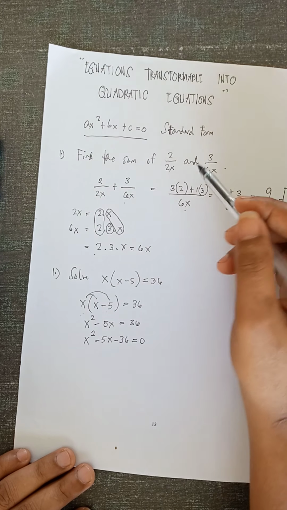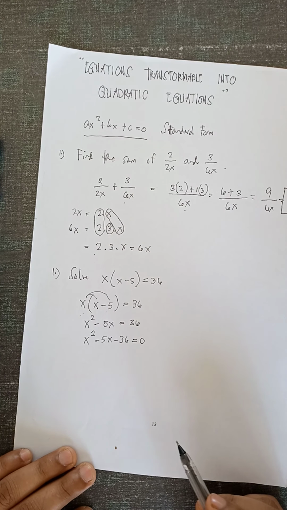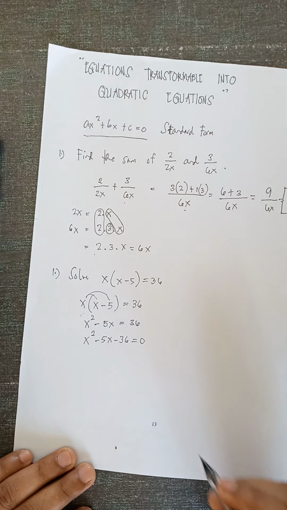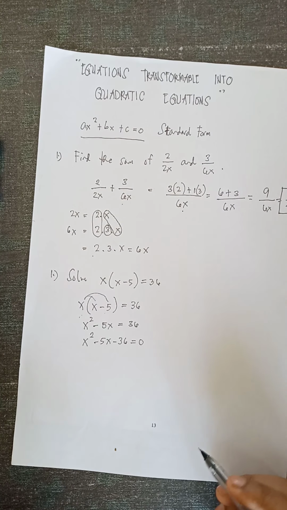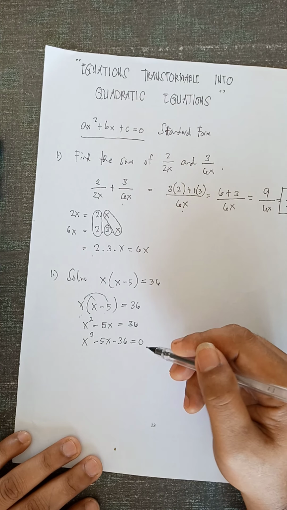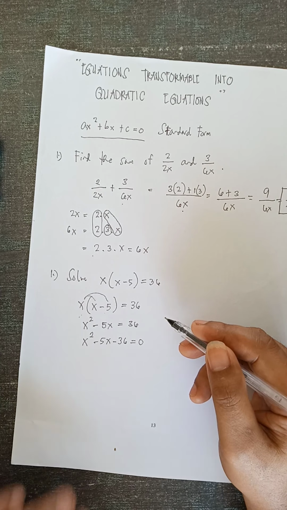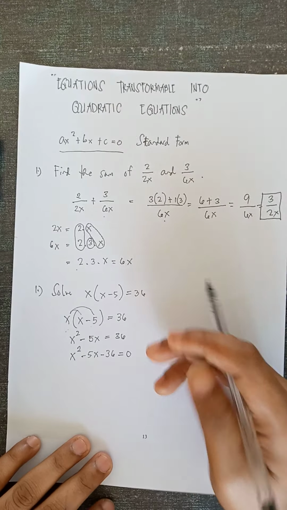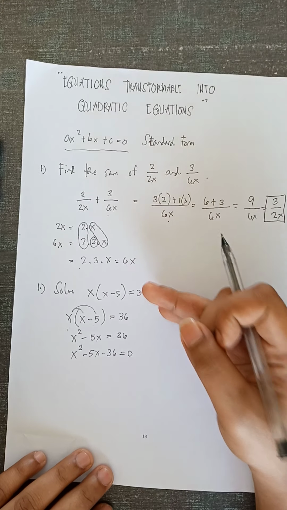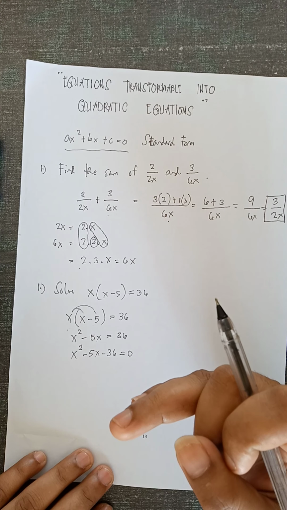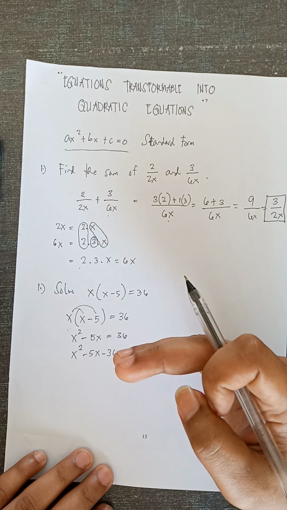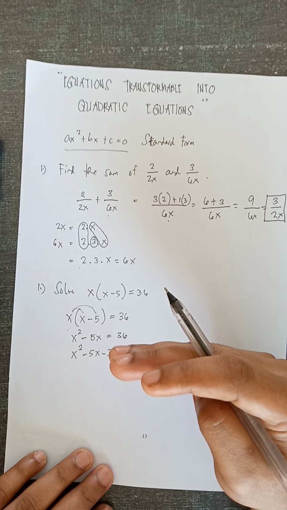So since it is in its standard form, we can now identify the roots of this given equation, depending on what we're going to use. It's either completing the square or factoring. So what are the 4 ways in finding the roots of a quadratic equation? There are 4: extracting the roots, completing the square, using the quadratic formula, and lastly using the factoring method.